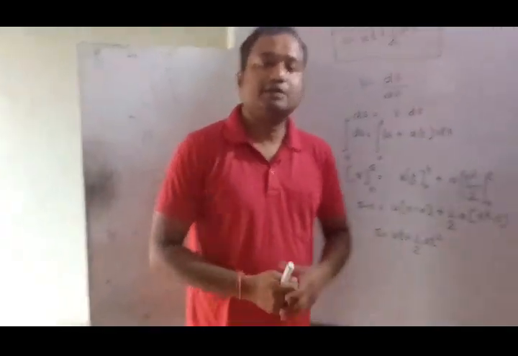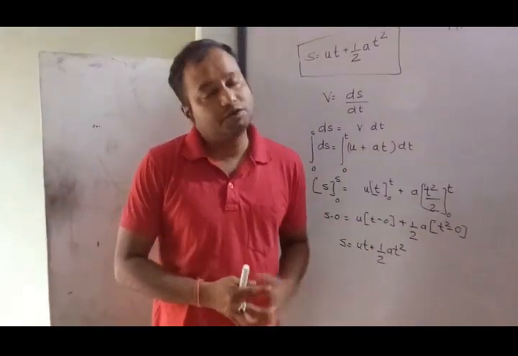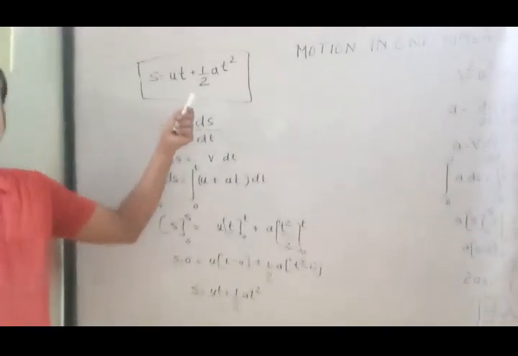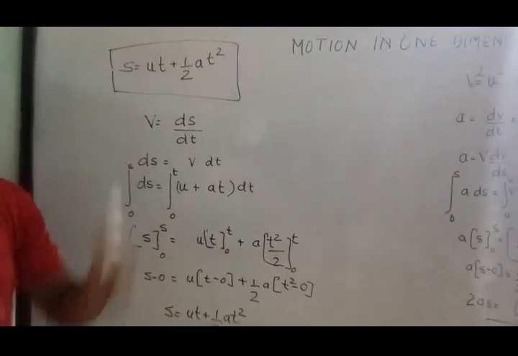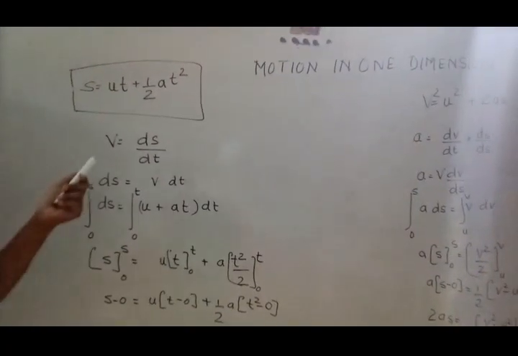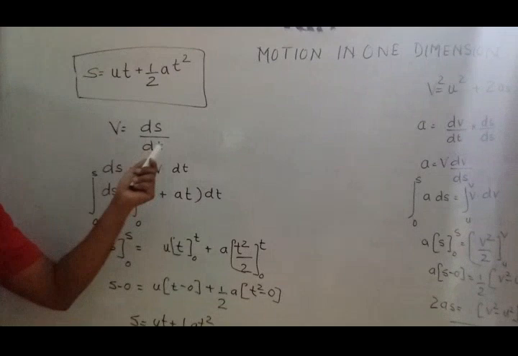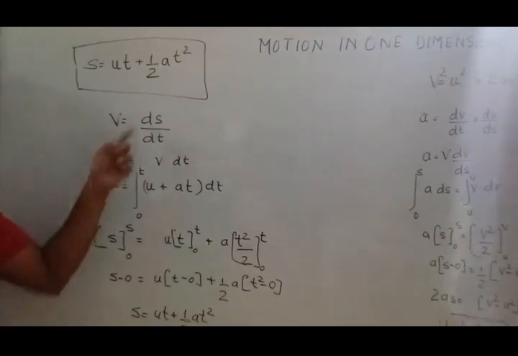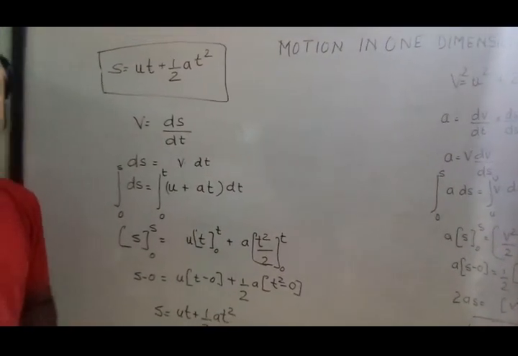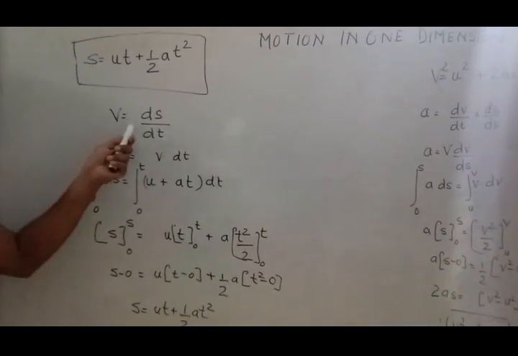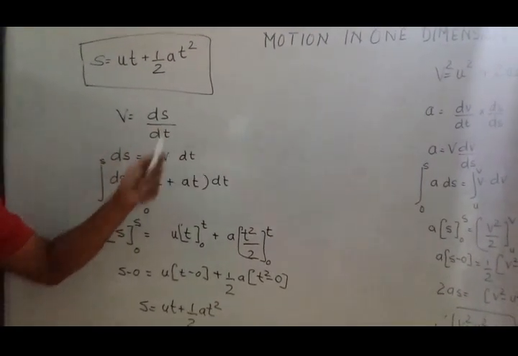Now I'll be deriving the second equation of motion by the calculus method. Let's start with the derivation of S equals ut plus half at squared. We very well know the definition of velocity is change in displacement over change in time. I told you d stands here for derivative. It signifies very small changes.